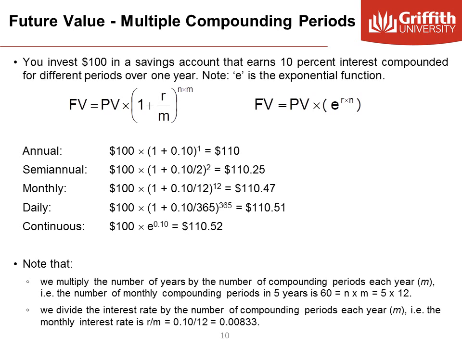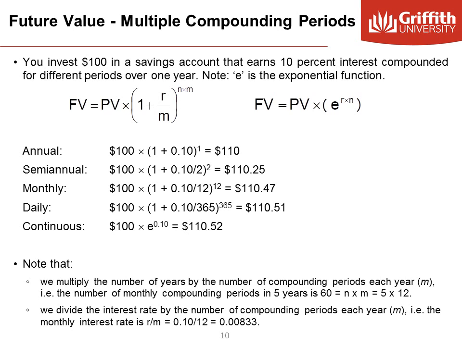Now suppose this $100 investment account earns an interest rate that is compounded more than once per year. What would be the future value then? Here in the formula, first we need to convert the interest rate into interest rates per period and the number of years into numbers of periods. And we have some examples from semi-annual compounding to continuous compounding.